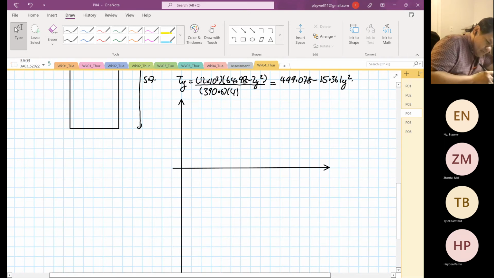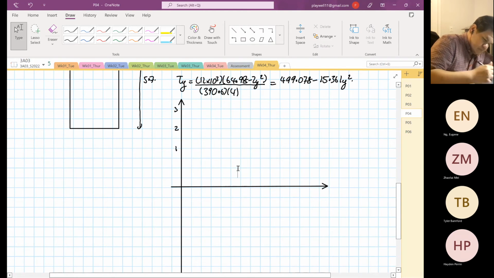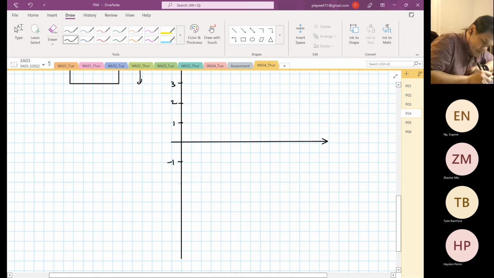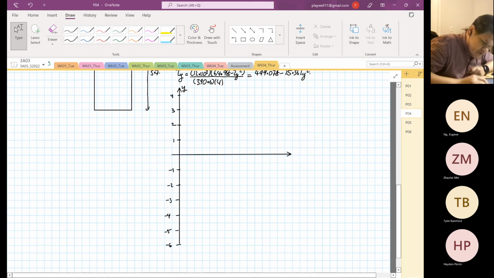So this is 1, 2, 3 inches. I know you have 3.3. So let me move this down. This is your Y. This is your 1, 2, 3, 4. And then this will be your minus 1, 2, 3, 4, 5, 6. And it was 5.7.